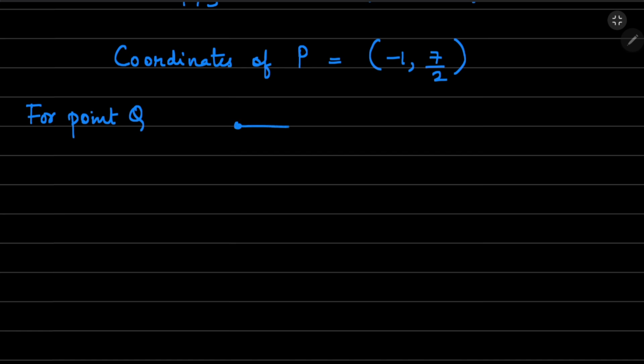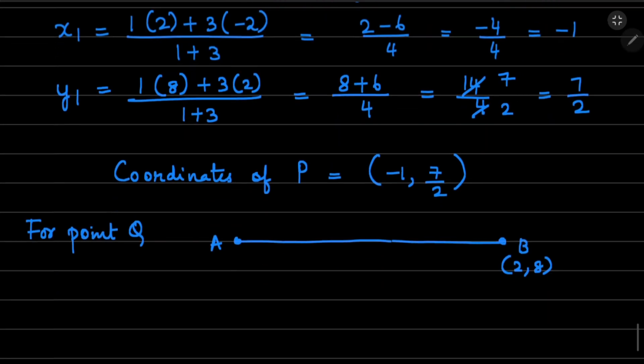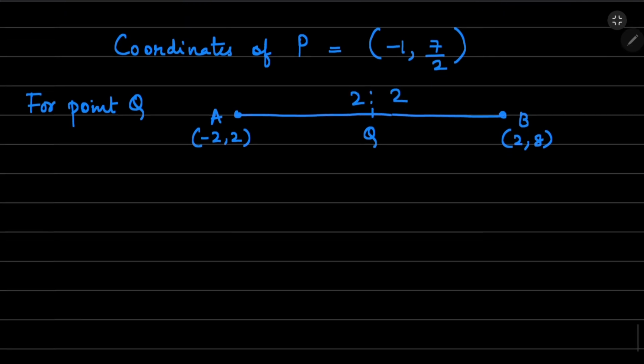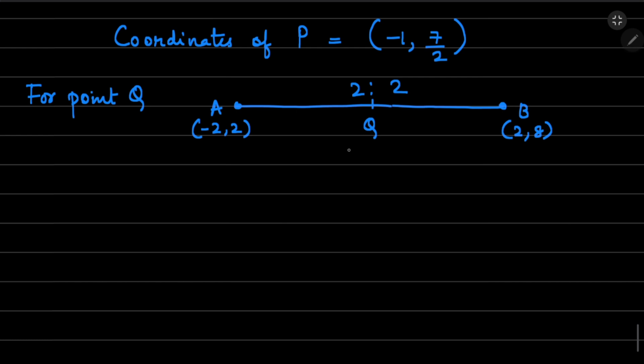Okay, so let's draw our AB line segment. B is (2, 8). What is A? (-2, 2). And this is the second segment. So this is dividing it into 2 is to 2, right? Or you can even write it as 1 is to 1, right? Okay, 2 by 2. Now let this coordinate be (x2, y2).